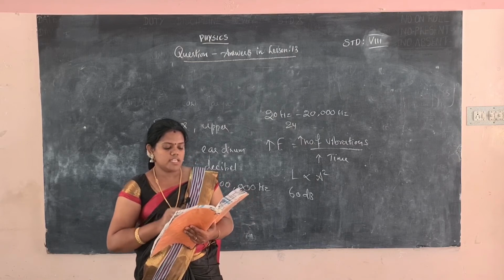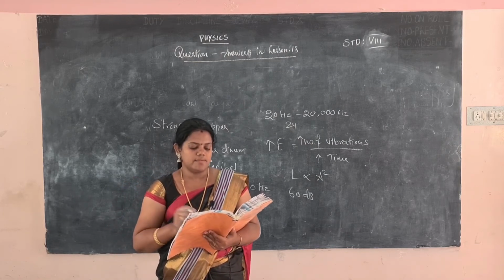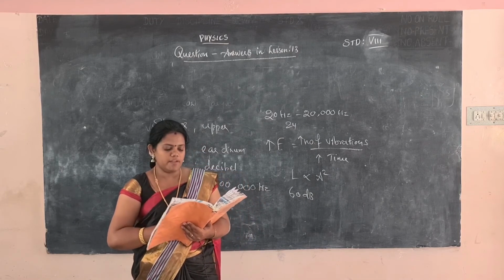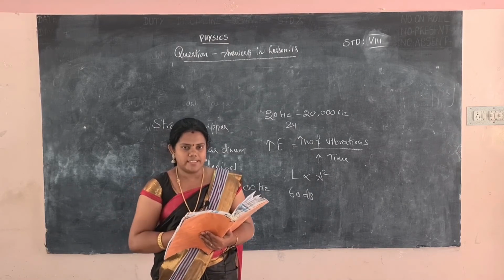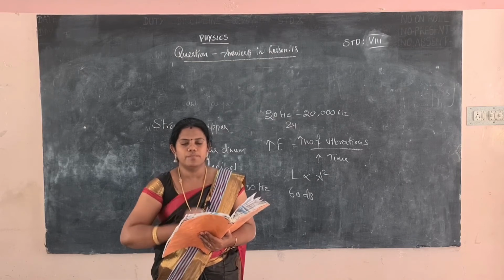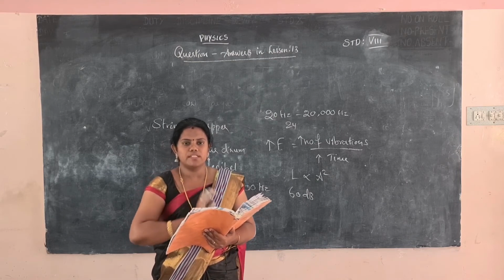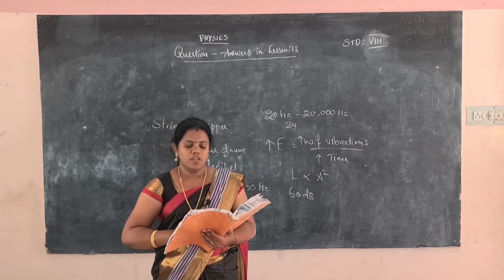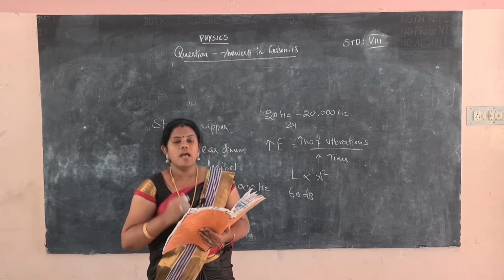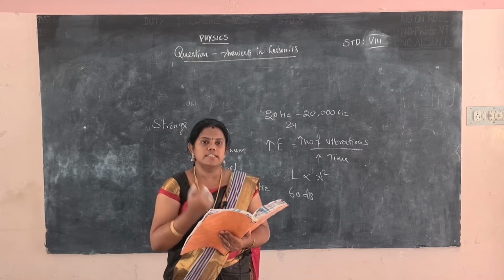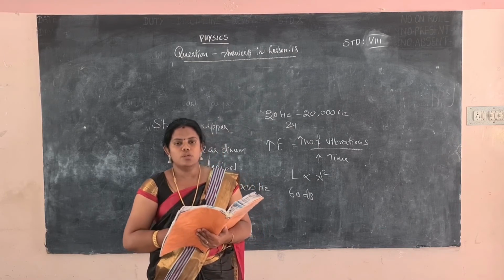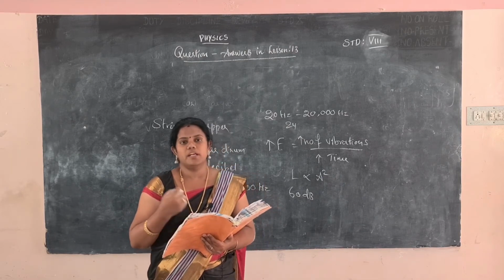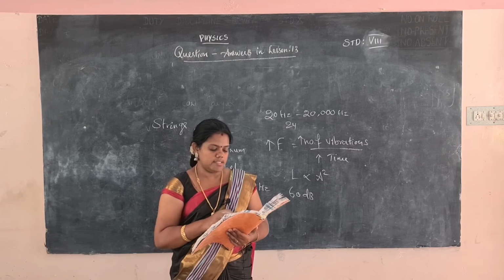Okay. State the factor that determines the pitch of a sound. What determines the pitch? Frequency. So frequency is the factor that determines the pitch of a sound. And for the loudness of a sound, amplitude is the factor that determines the loudness. So loudness depends completely upon the amplitude, and pitch depends completely upon the frequency. Okay, that is the second answer.